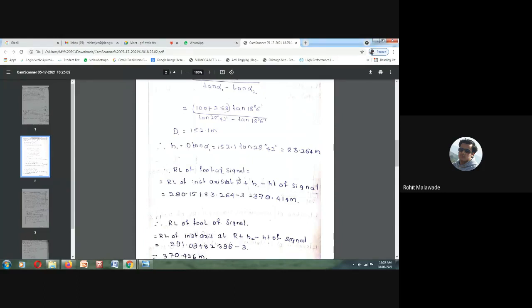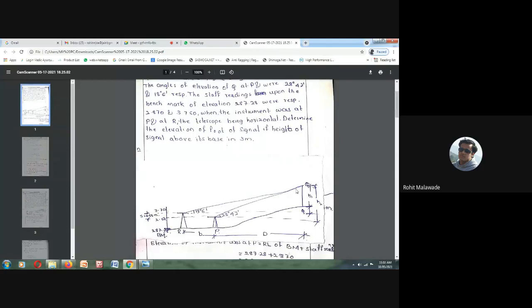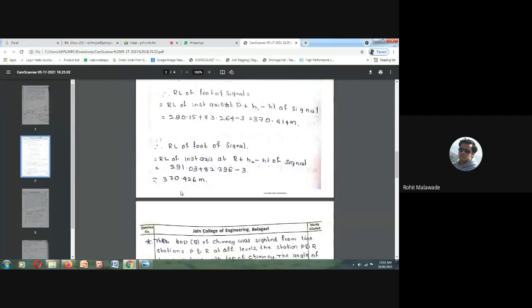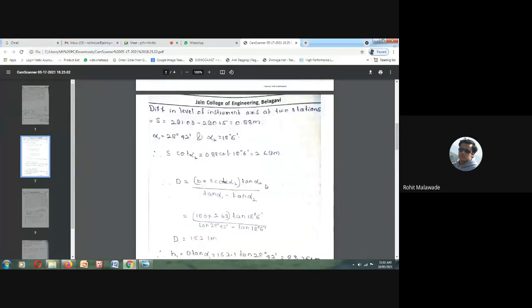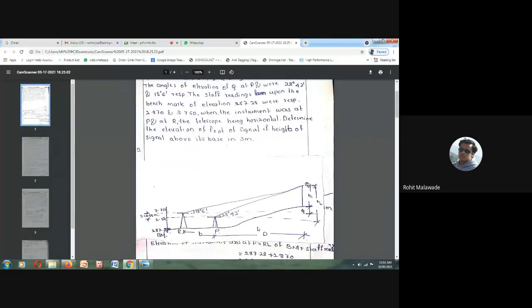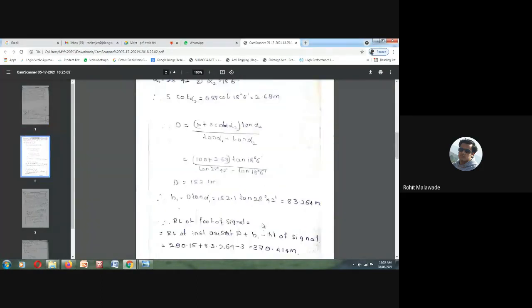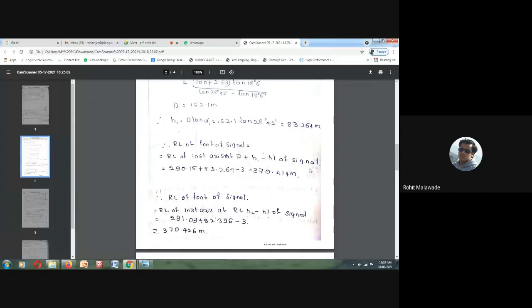Now the RL of the foot of the signal. Now we will be finding the RL of the instrument axis at P. How much is the difference? This difference we are going to find out: the RL, the height of Q from the point P. So how are we going to do it? The RL of instrument axis at P that we have already calculated, plus this height H1, minus the height of the signal.